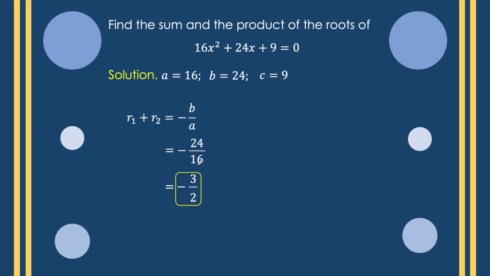For the product, we have r sub 1 times r sub 2, and that is equal to positive c over a. Here, c is 9, a is 16, so the numerator is 9 and the denominator is 16. We cannot simplify this fraction. Therefore, the final answer for the product is 9 over 16.